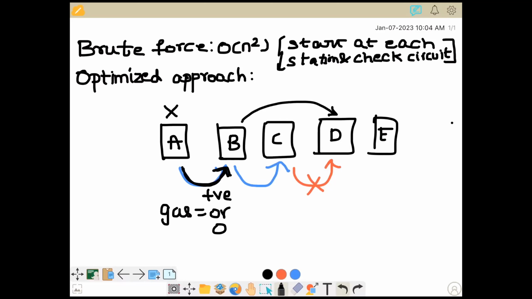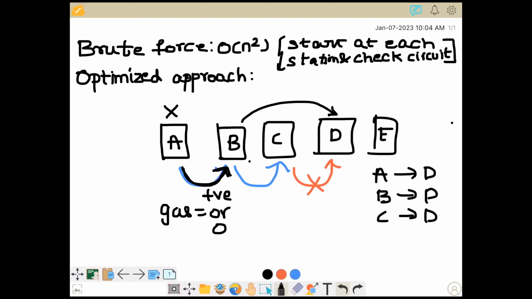So if we cannot go from A to D, we can say that we also cannot go from B to D and C to D as well, because we carry some positive or zero gas to go from A to B. With this positive or zero gas only, we are not able to go from B to C and C to D. So without this positive or zero gas also, we will not be able to go from C to D. Hence we can say we cannot go from B to D and C to D. So this is the catch in this problem.